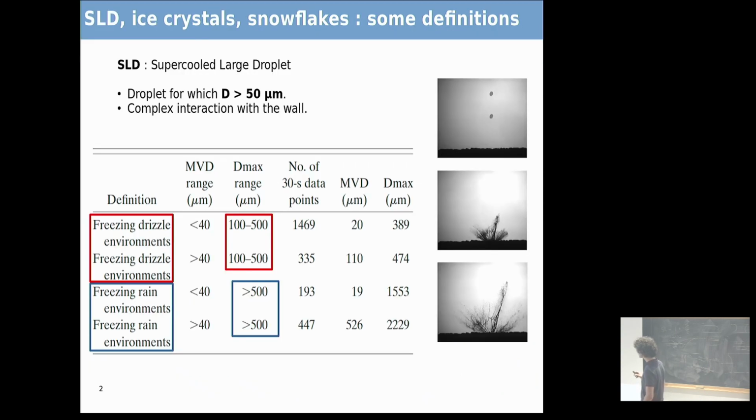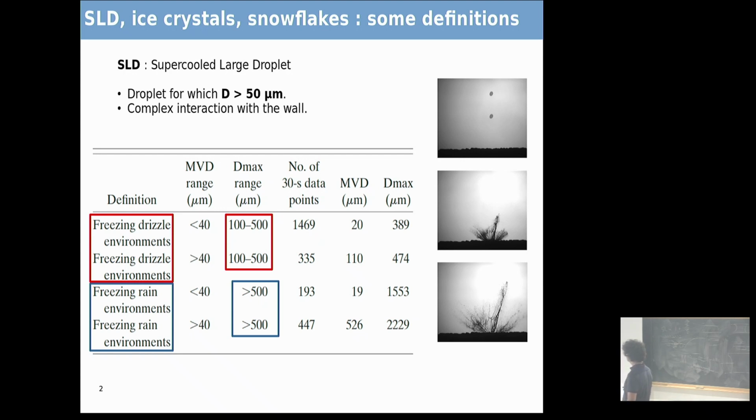conditions. So to begin with, a few definitions of what we call SLD, ice crystals, and snowflakes. Everybody is aware of that after one week. But just to be very quick, I will go through that very quickly. A supercooled large droplet, SLD, is a droplet for which the diameter is assumed to be above 50 microns. It is what is assumed by the certification rules. And for us, this kind of droplet has a complex interaction with the wall.